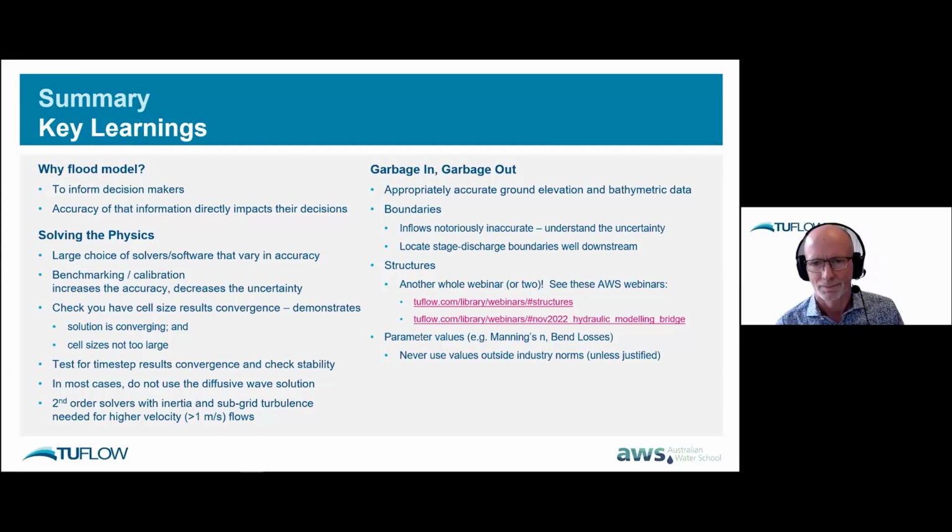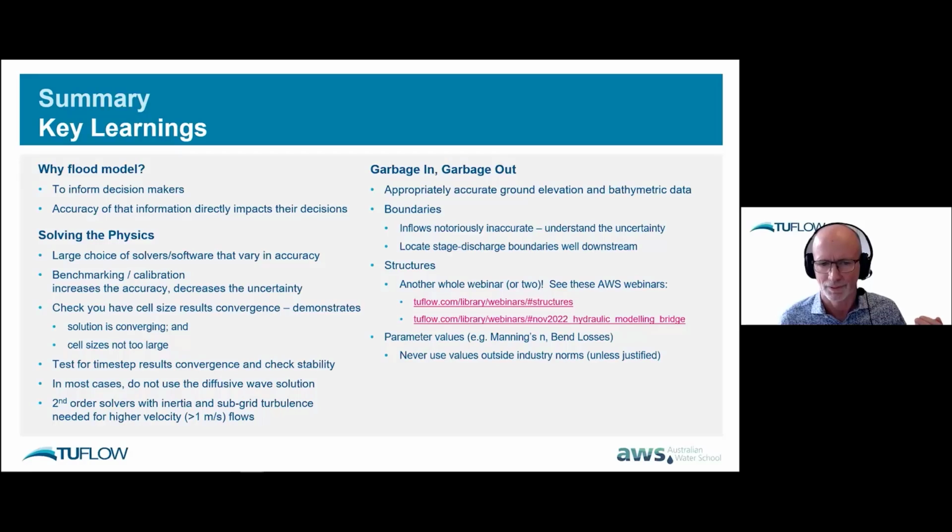Ultimately, it's about putting good information into your model: good, accurate ground elevation data, bathymetry data, make sure your boundaries are behaving well, understand any uncertainty around the inflows, because often they can be quite substantial, particularly for calibration events. If you're using stage discharge boundaries, keep them well downstream, do those sensitivity tests that Pavlina was showing before. Structures, yeah, well, that's another whole discussion, but representing structures well will make a good model. And keep your parameter values, your Manning's n values, your bend losses, inside industry norms.